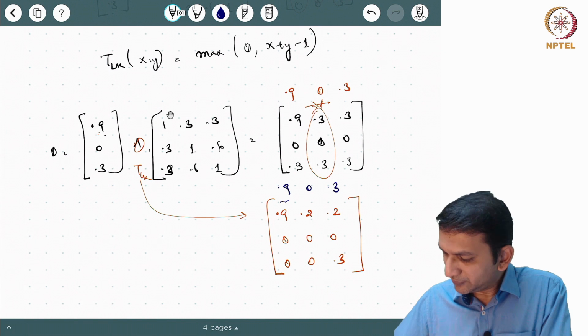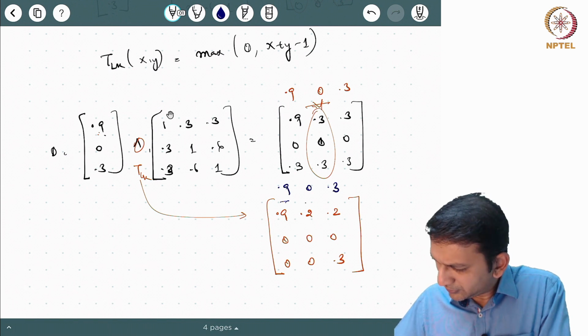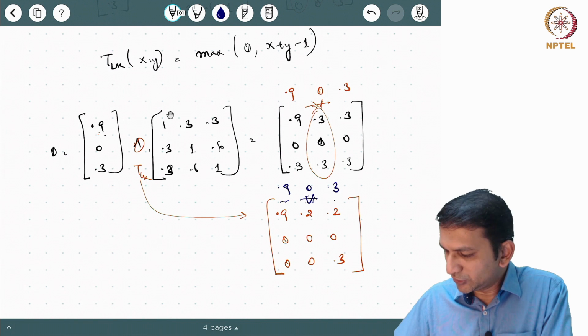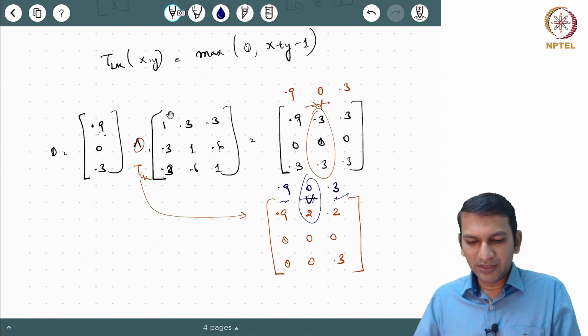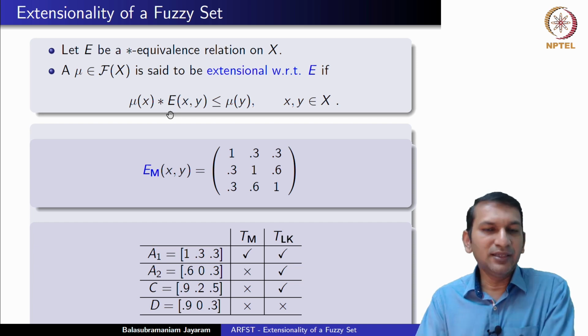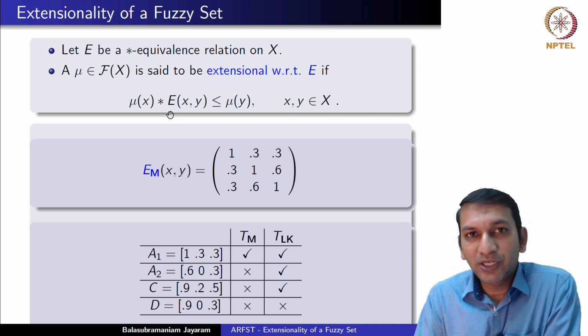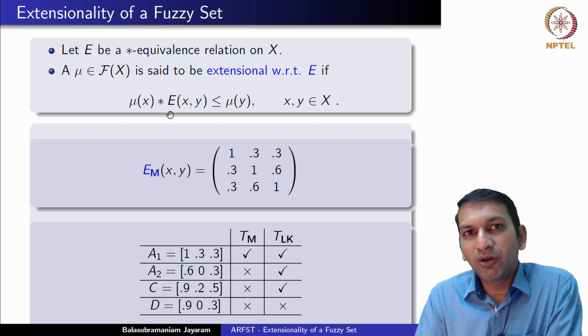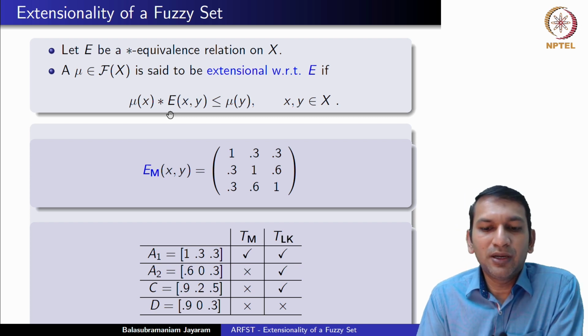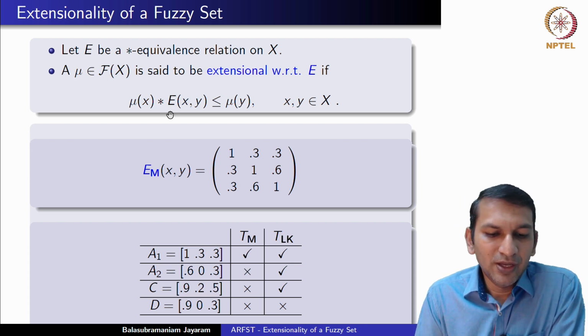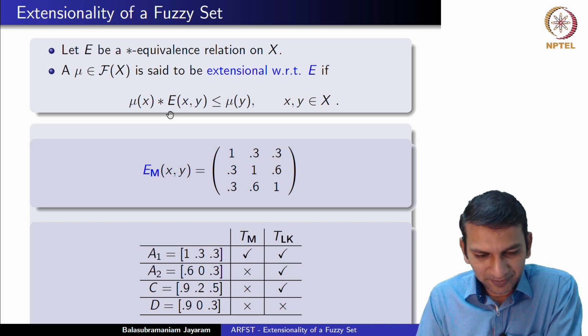So now what we have here, if you write 0.9, 0.3, you see that this is dominating it. This is not dominating it. 0 is not greater than this. This is dominating, okay. But 0 is not greater than 0.2, which means this is neither extensional with respect to EM and min, nor is it extensional with respect to EM and the Lukasiewicz T-norm. So this is what we have here.